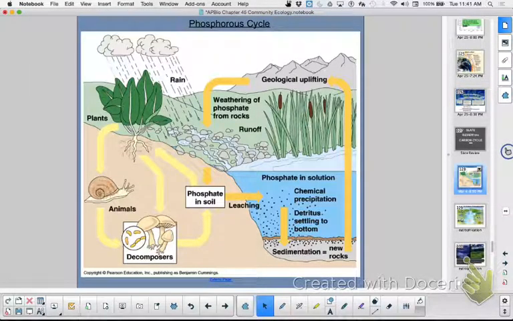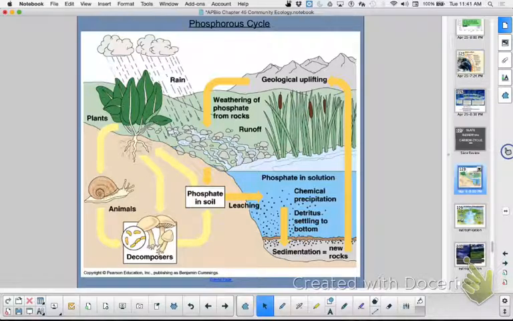And the reservoir for phosphorus is in rocks. And usually phosphorus is a limiting factor in some sort of producer growth or algal growth. First of all, why is phosphorus important? Where do we use it? DNA, right? Base, sugar, phosphate. Why else is it important? ATP, adenosine triphosphate. Okay, so we definitely need phosphorus, right? Phospholipids in cell membranes, right?